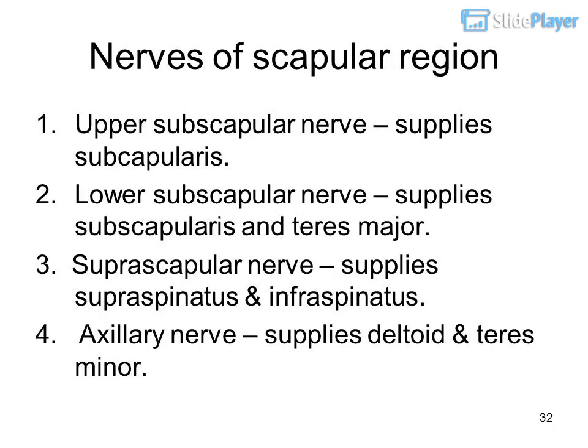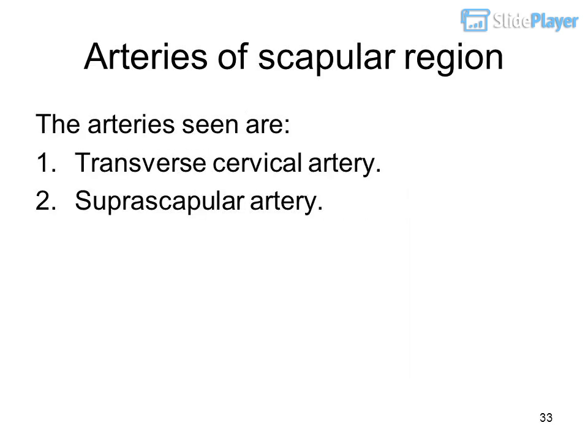Nerves of the scapular region. 1. Upper subscapular nerve supplies subscapularis. 2. Lower subscapular nerve supplies subscapularis and teres major. 3. Suprascapular nerve supplies supraspinatus and infraspinatus. 4. Axillary nerve supplies deltoid and teres minor.